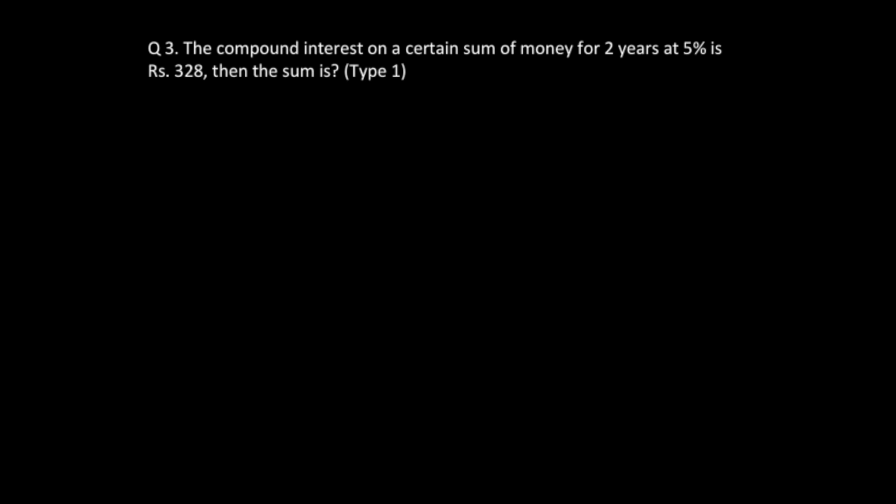Alright, so this is again your type 1 sort of question. Let's see what has been asked. The compound interest on a certain sum of money for 2 years at 5% is rupees 328. So the certain sum of money is not known to us. We have to find that out. Then the sum is how much, right?